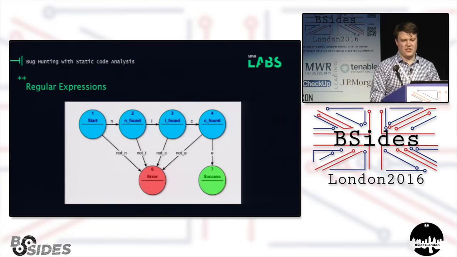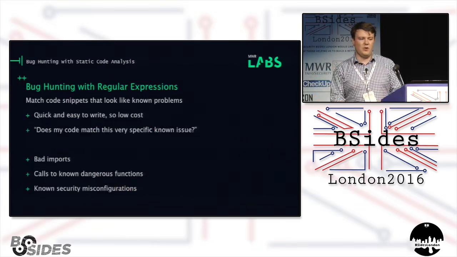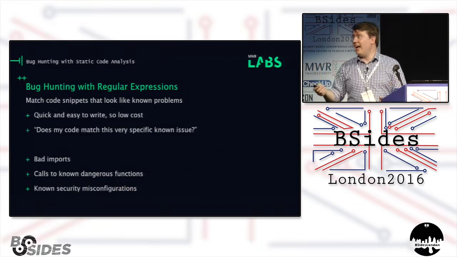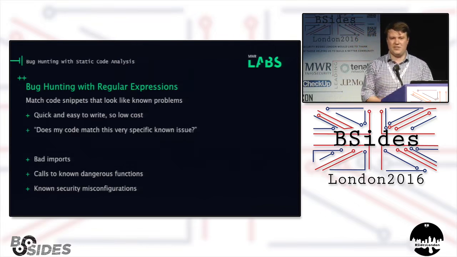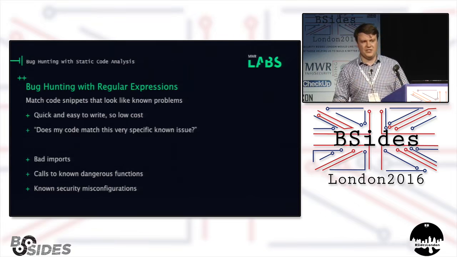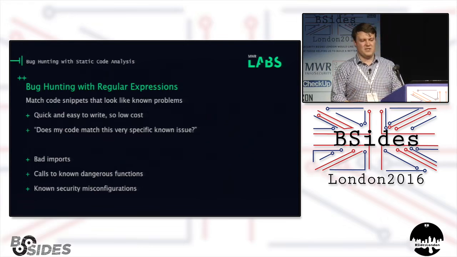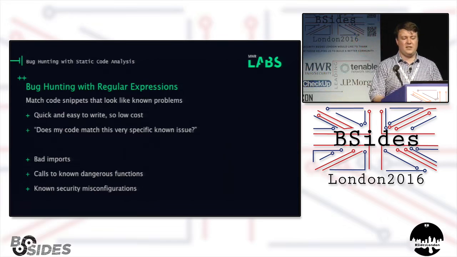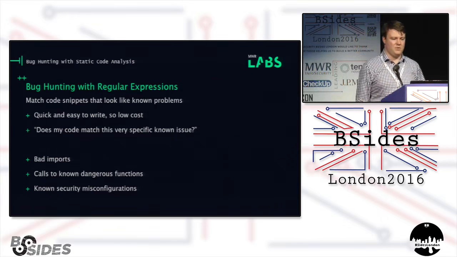So how do regular expressions help us? You can match code snippets that look like problems you're already aware of. And there's a few advantages to that, especially in the context of regular expressions. They're very quick and easy to write, comparatively low cost. If you're a security consultant who wants to get a feel for how ropey a code base is, or you're looking for the really, really obvious bugs in some code, this is probably where you start. And basically boils down to, does my code match this very specific known issue that I understand and I've been able to write a rule for?